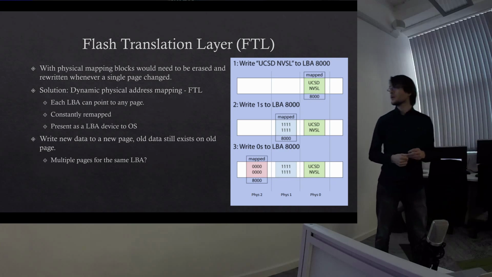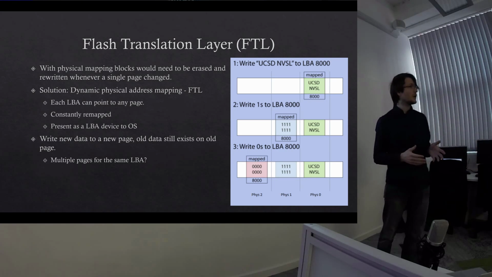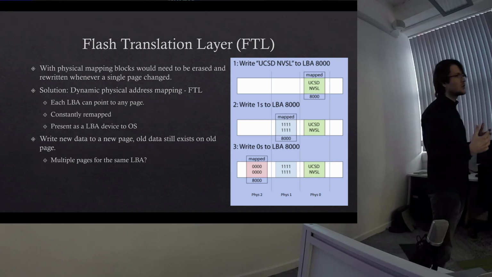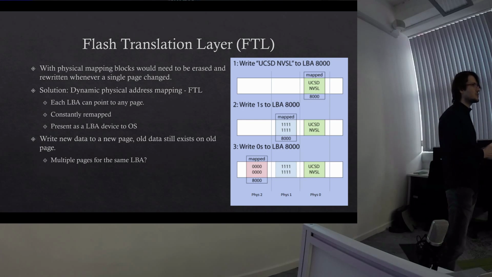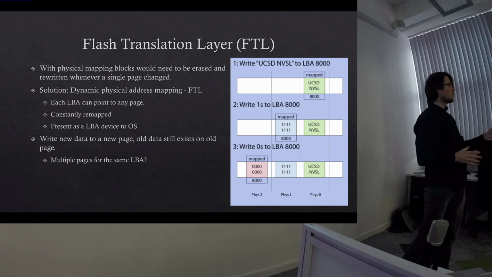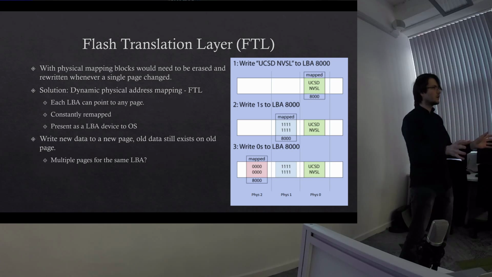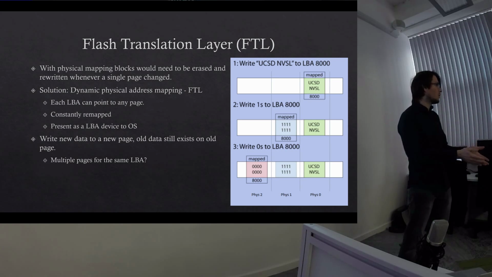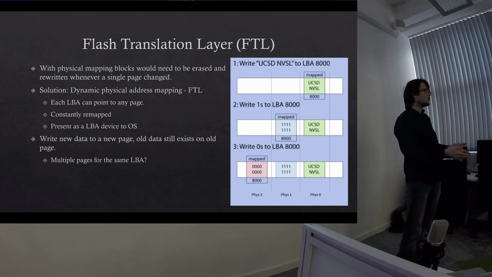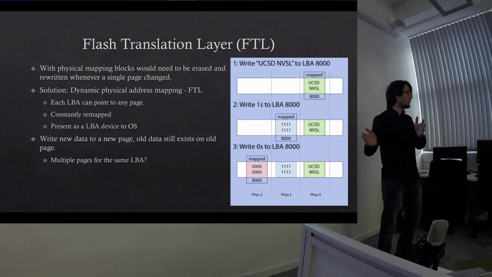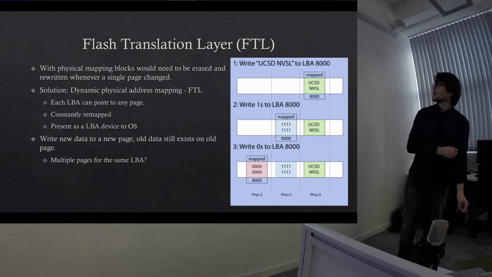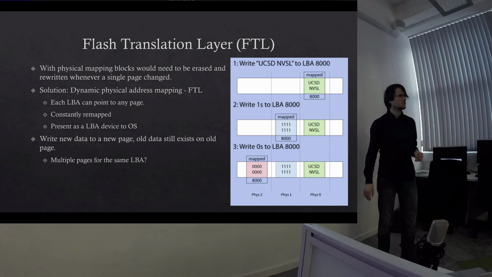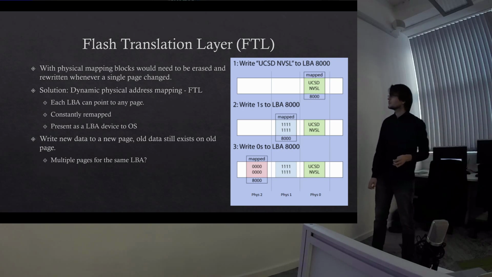Okay, so because you can't write in place, we have to come up with this weird sort of mapping. We no longer have this logical block address mapping where physical sector 1 is always logical block 1. We now have to say, okay, physical page or physical block 1 now might be mapped to logical block 3, 4, 5, 6, 7, 8. It's dynamic.